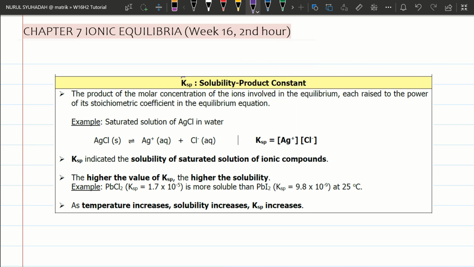Okay, dekat sini KSP, which is the solubility product constant. Okay, apa yang kita ada dekat dalam KSP ni? So, KSP is the product of the molar concentration of ions involved in the equilibrium, each raised to the power of its stoichiometric coefficient in the equilibrium equation. So, yang ni just definition by book dia.